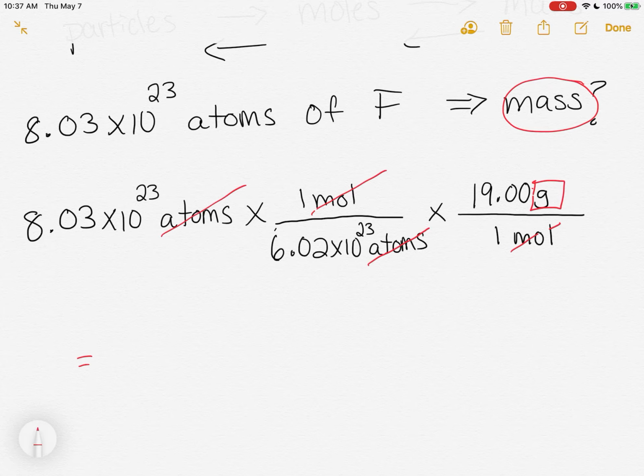So in my calculator, I do my 8.03 times 10 to the 23. I divide it by my 6.02 times 10 to the 23. Don't forget, put this number in brackets when it's on the bottom. And then I'm multiplying by 19. And so that's going to give me 25.3 grams. So my 8.03 times 10 to the 23 atoms of fluorine ends up being 25.3 grams.